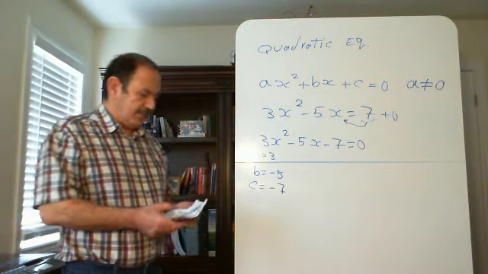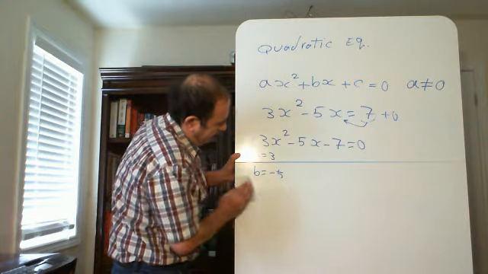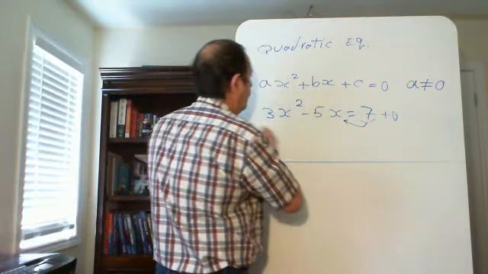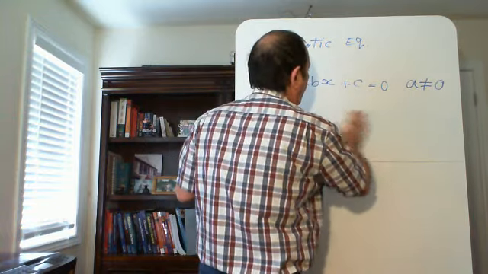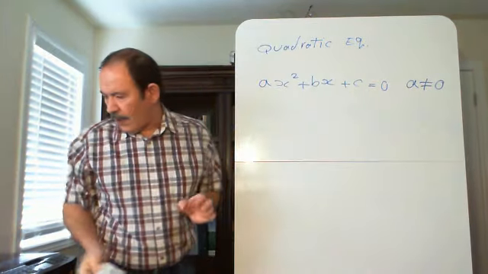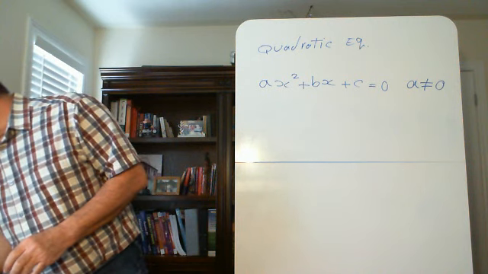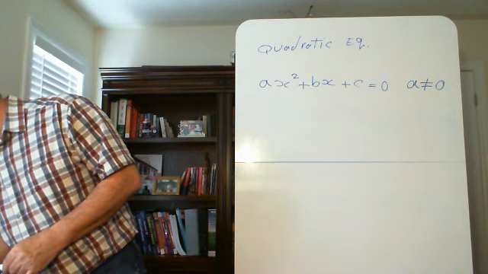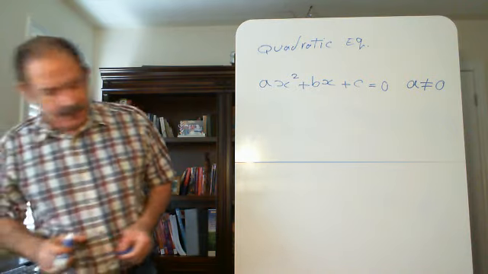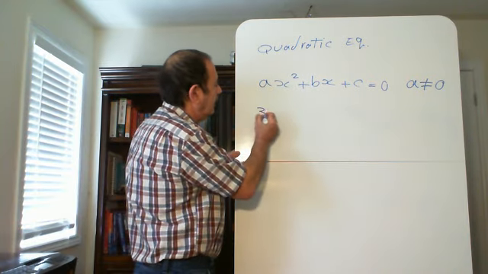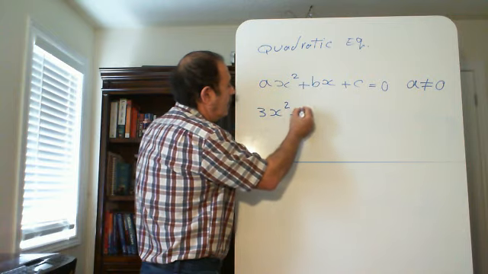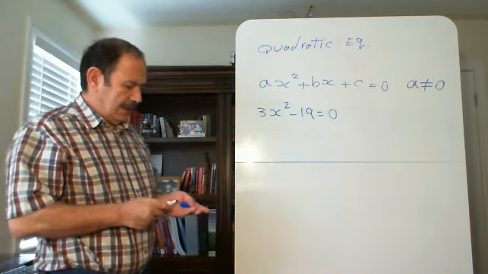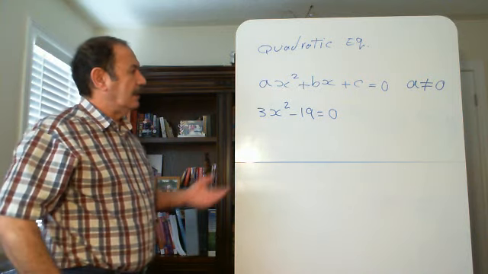Let's go one step forward. I want to see if this equation, 3x squared minus 19 is equal to 0, is a quadratic equation?